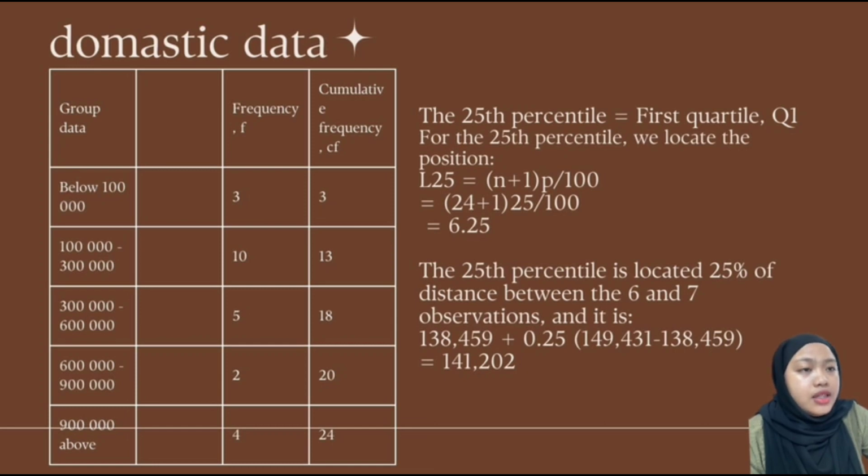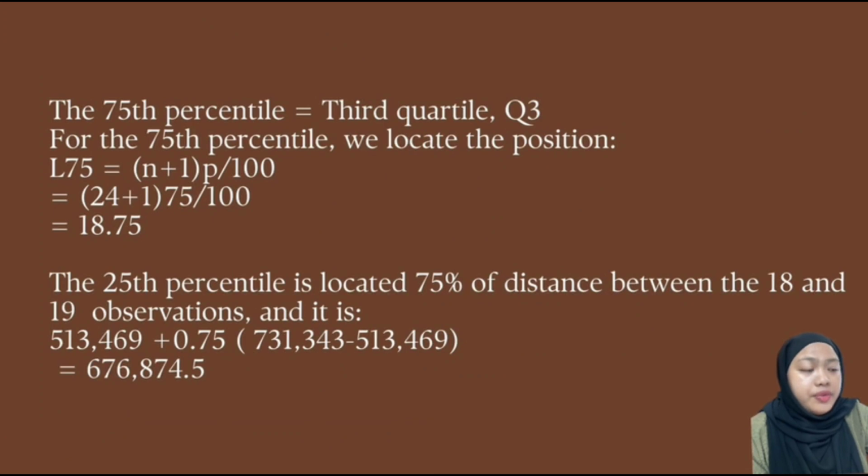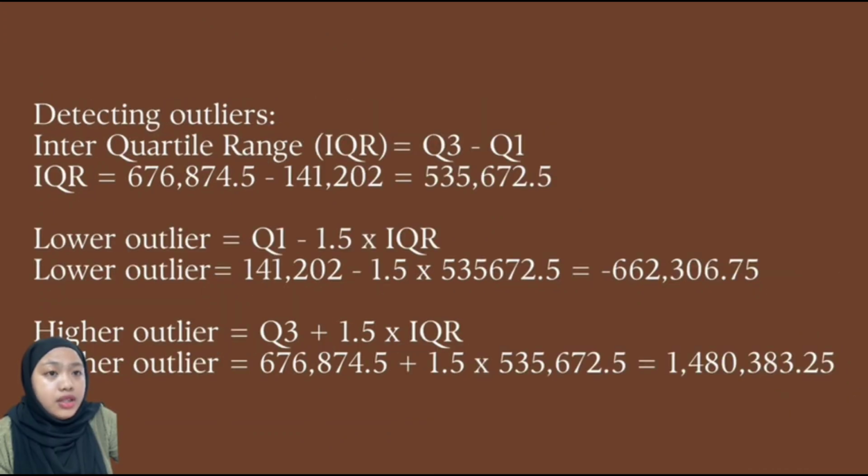Because the value is not an integer, we need to interpolate between two observations corresponding to the estimated percentile. So this is the answer for the 25th percentile. Next is the 75th percentile. Next are the formulas to detect the outliers. The interquartile range is quartile 3 minus quartile 1. The lower outlier is quartile 1 minus 1.5 multiplied by IQR. Lastly, the higher outlier is quartile 3 plus 1.5 multiplied by IQR.